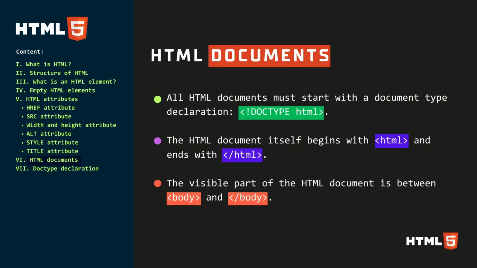Example code. HTML documents. All HTML documents must start with a document type declaration: <!DOCTYPE html>. The HTML document itself begins with <html> and ends with </html>. The visible part of the HTML document is between <body> and </body>.